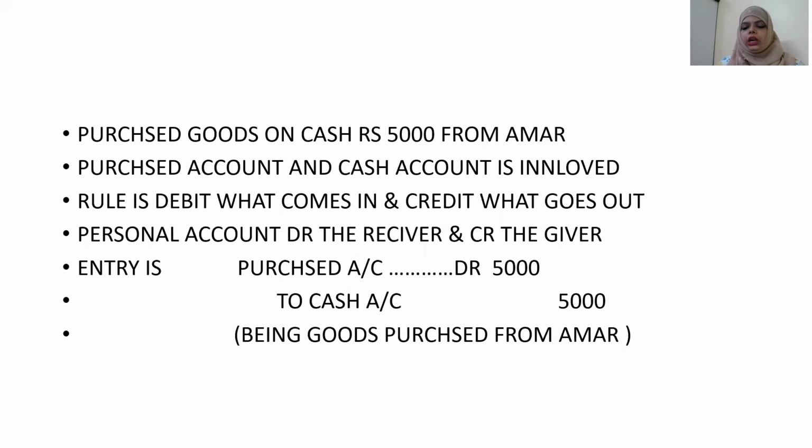Entry is purchase account debited rupees 50,000 to cash account rupees 50,000, being goods purchased from Amar. Here, if the goods were purchased on credit, the creditor's name, or the person from whom the goods are purchased, will be mentioned. But it is purchased on cash, so there is no mention of Amar in this particular transaction. But in the narration, you have to write that goods are being purchased from Amar.